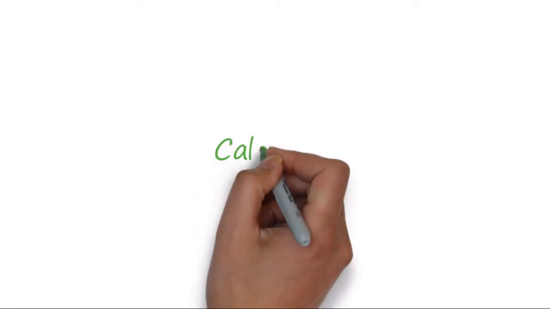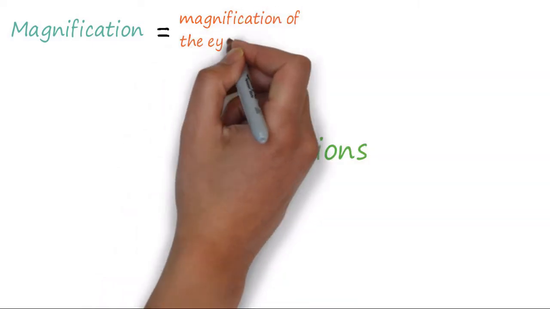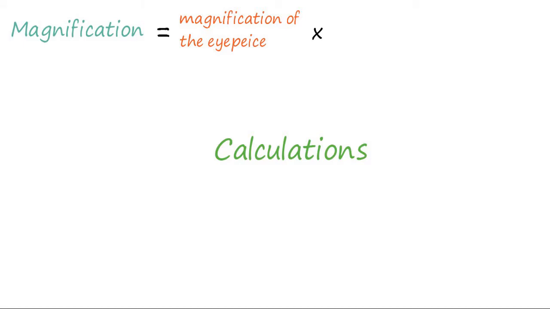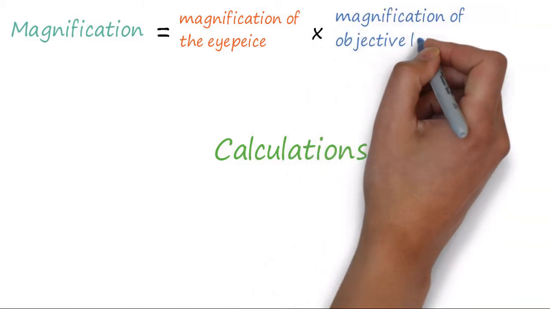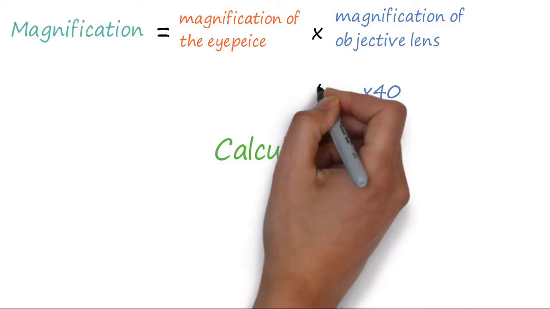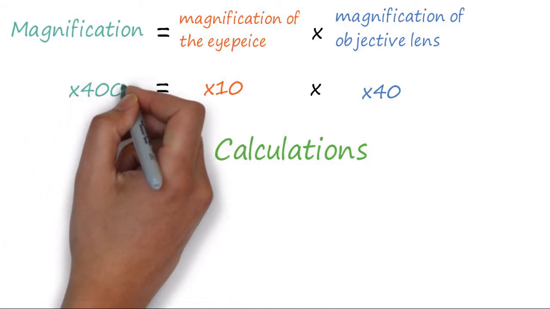So, for your course, you need to be able to do a couple of calculations involving microscopes. Firstly, you should be able to calculate the magnification you are using with a light microscope. To do this, you need to multiply the magnification of the eyepiece lens by your objective lens. For example, if you're looking at a cell using the 40 times objective lens, you will multiply this by the power of the eyepiece, which is usually 10 times. Therefore, your magnification is 400 times.